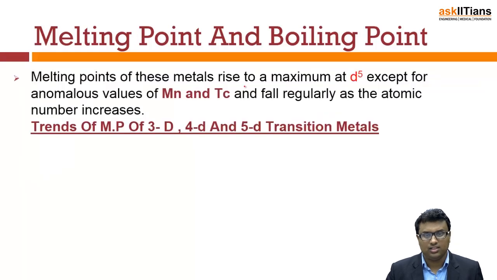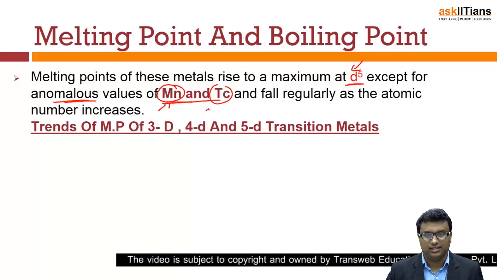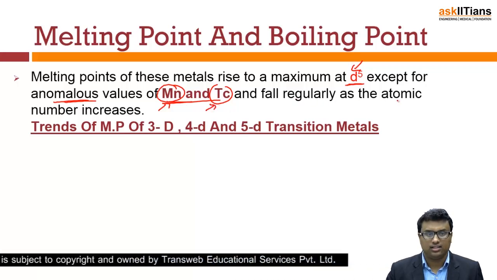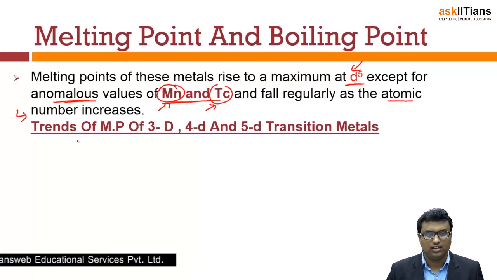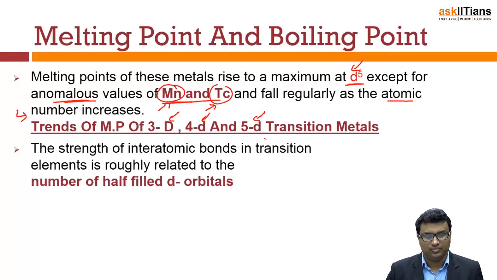Melting points of these metals rise to a maximum at d5 except for anomalous cases. So why is this not happening for Mn and Tc? Because there is an anomalous behavior even though they have a d5 configuration. Why? Because of the properties of manganese and Tc. They fall regularly as the atomic number decreases. So these are the trends of melting point of 3d, 4d and 5d transition elements.